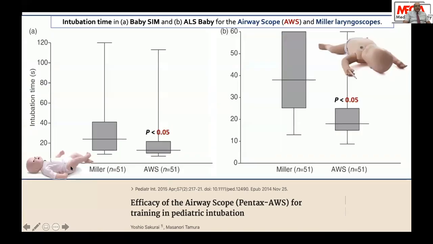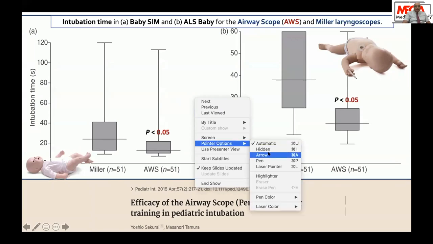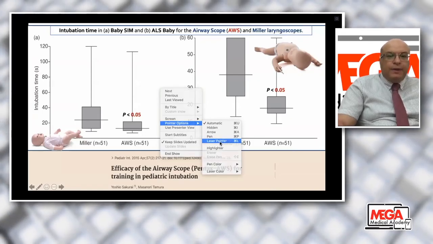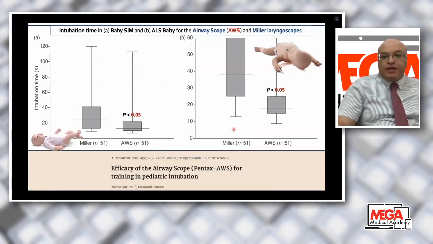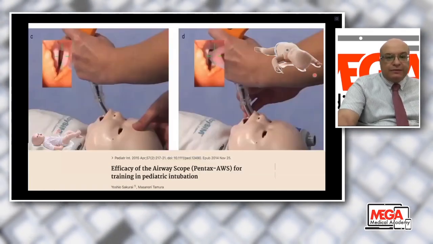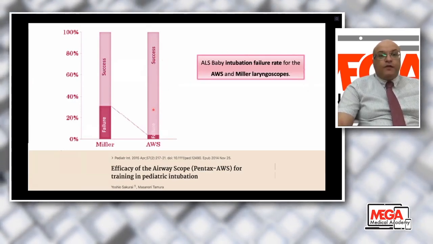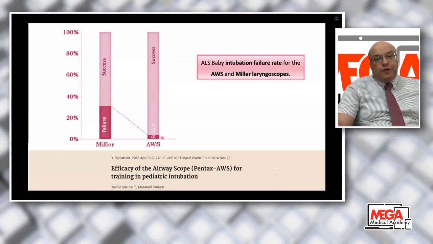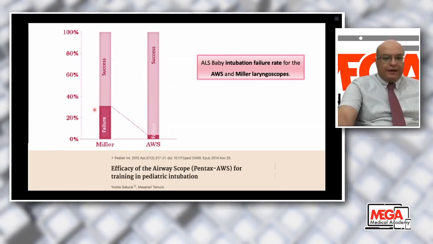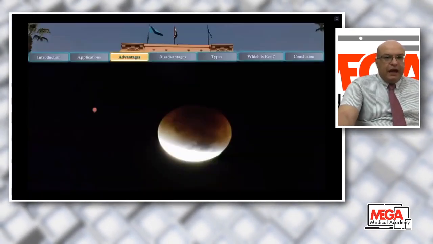This study included 100 patients and 2 simulations, the BBSM, and here on the right is the ELS BB mannequin. With both of them, the airway scope compared with a straight Miller blade could successfully reduce the time of intubation in the mannequins. Interestingly, this is secondary to an increased success rate with using the airway scope compared to Miller in this simulation-based study.